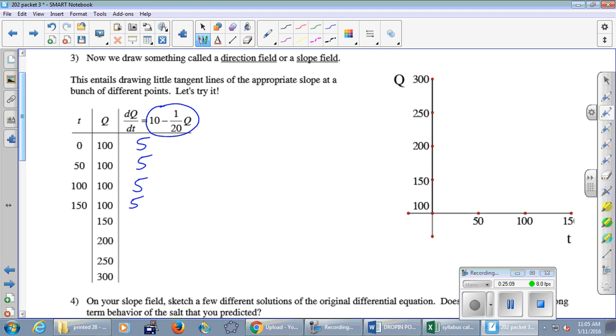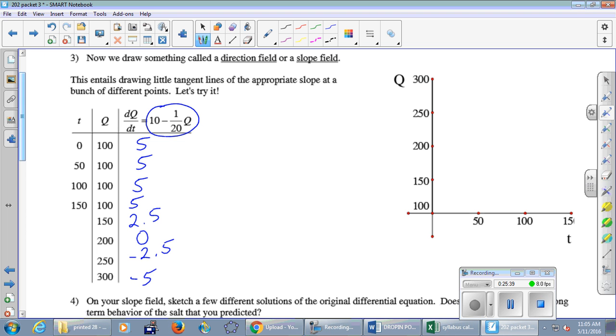So if we plug 150 in, I think that's 2.5. If we plug 200 in, that's a 0. Plugging 250 in, it's a negative 2.5. And plugging 300 in, negative 5. Good.